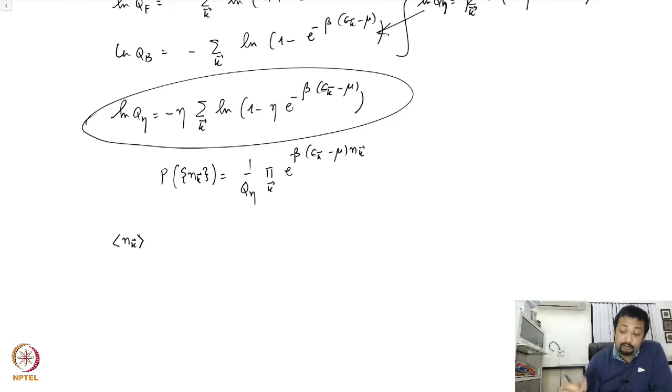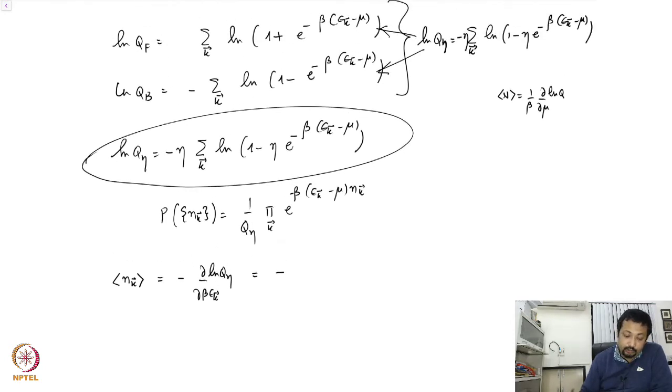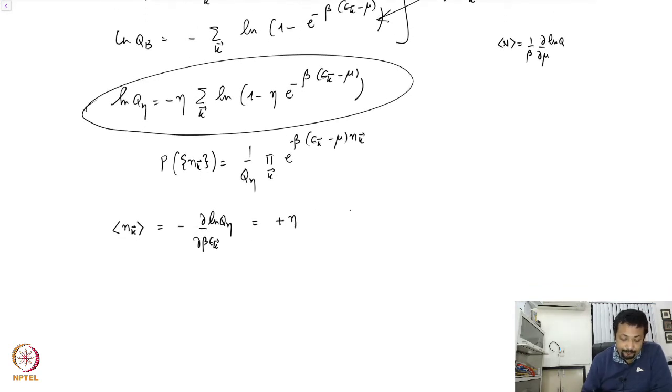Now when we did the grand potential, we calculated the average of N as del del mu of ln Q. I think there was a 1 by beta outside. But here one has to be careful, because mu is tied to the total particle number. On the other hand, I want the average occupation number in the kth level. So what I do here is essentially I take minus del del (beta epsilon_k), which does the same job, of ln Q_eta. And ln Q_eta is this. So this becomes plus eta. I am choosing only one specific value of k. So therefore, I will pick up only one term in the sum, the kth term, which then becomes 1 minus eta e to the power minus beta (epsilon_k minus mu).